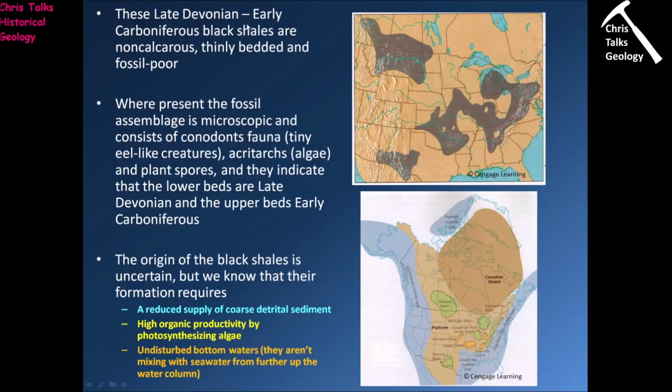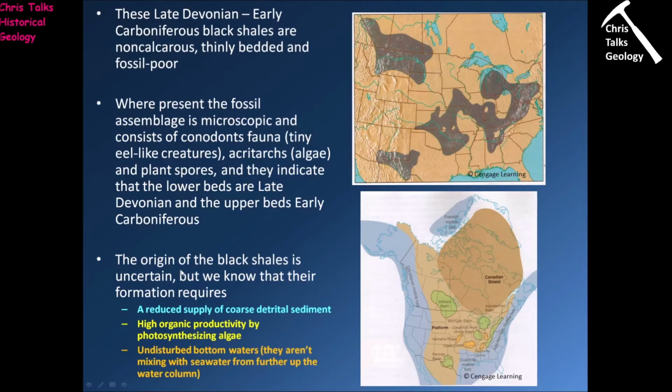So these late Devonian to early Carboniferous black shales are non-calcareous. They are thinly bedded, and on the whole they are fossil poor. Where present, the fossils we have are microscopic, and they consist of organisms like conodonts, which are a tiny eel-like creature, algae, and plant spores. Now this indicates that the lower beds are late Devonian and the upper beds are early Carboniferous, so we can use these fossils to date these black shales.